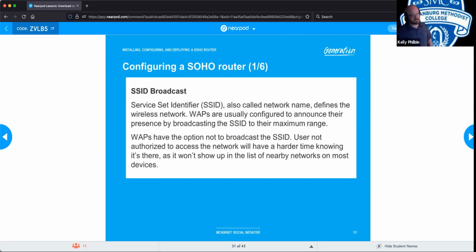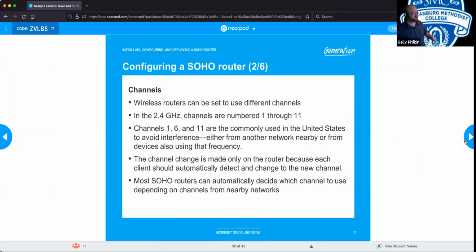Now, there is an option to not broadcast an SSID. So you could still log in because it knows you're there, but it doesn't tell the name of the network when it sends it out. They say this is a security feature, but anybody with a Wi-Fi analyzer is going to know there's a network there. And it's not going to take them long to figure out what it is. So bear that in mind. So SSID, name of the network.